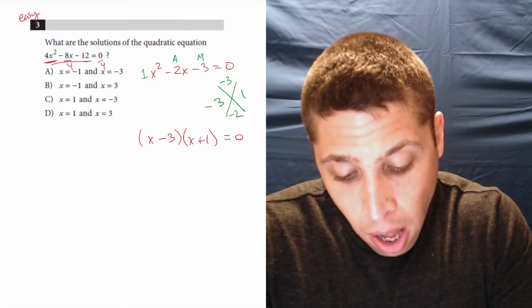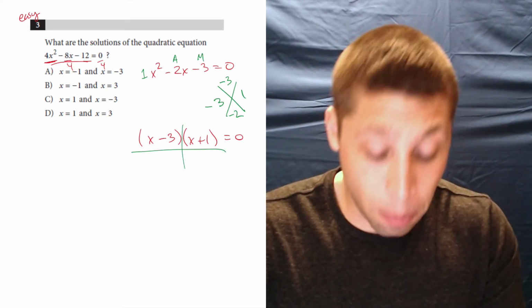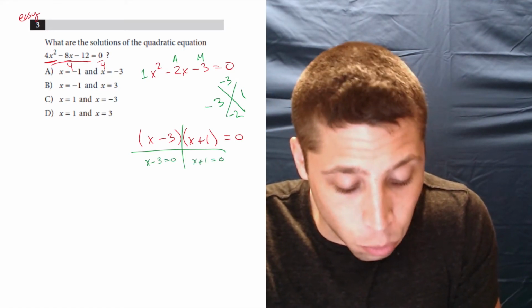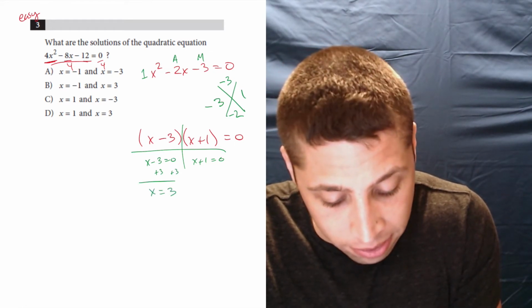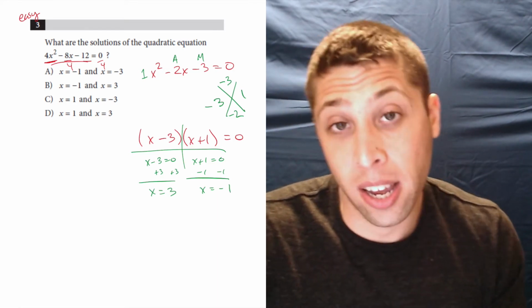And then in order to solve, remember, we're basically turning those two factors into two separate equations. x minus 3 equals 0, x plus 1 is equal to 0, and then we solve for each of those individual x's. And that has the effect of switching the signs.